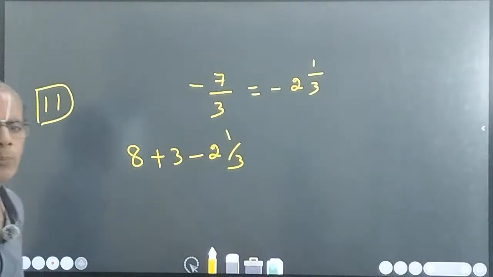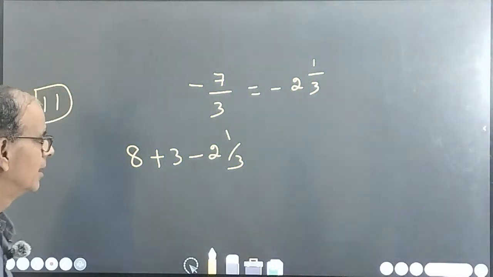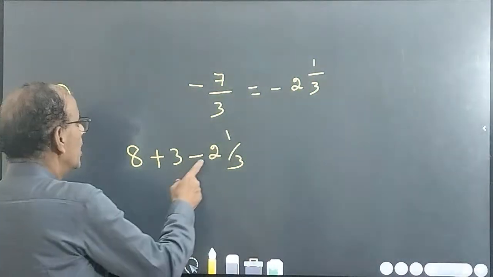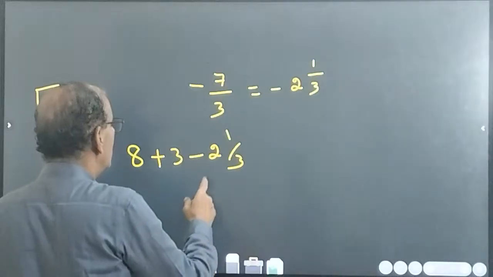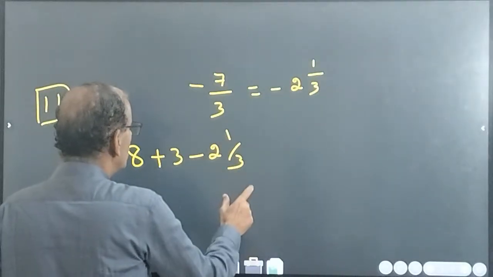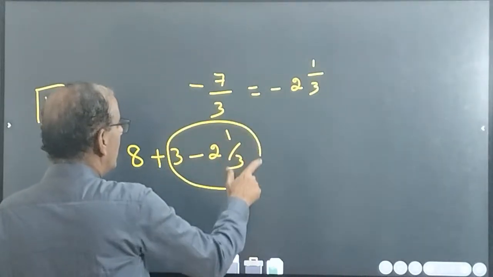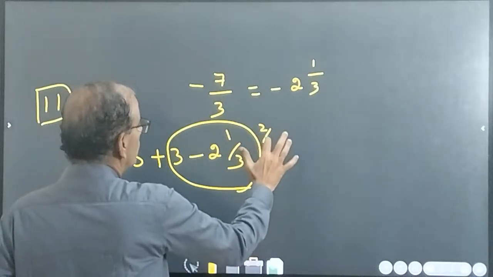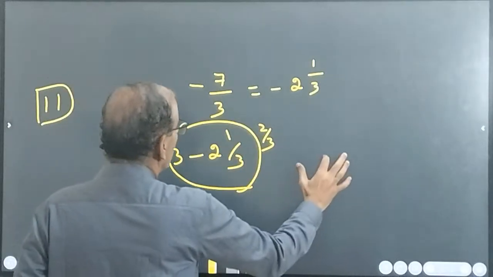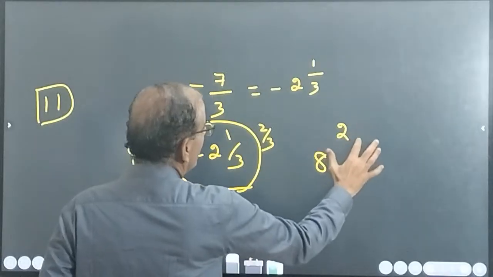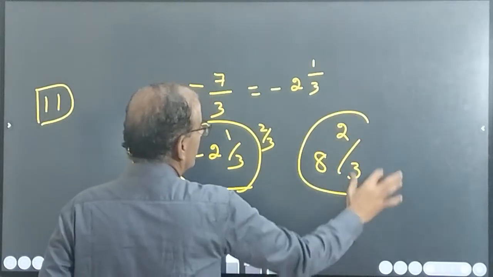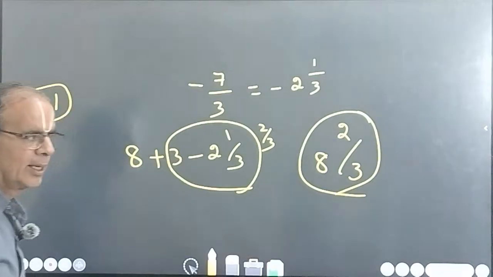What do you want? 2 1 by 3 you want. You take 3. 3 minus 2, how much? 1. 1 1 by 3, how much? 2 by 3. What is the value of this one? 2 by 3. Here 8 is the answer. How much? 8, 2 by 3. This is the answer.